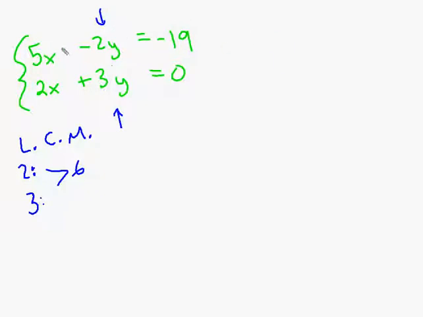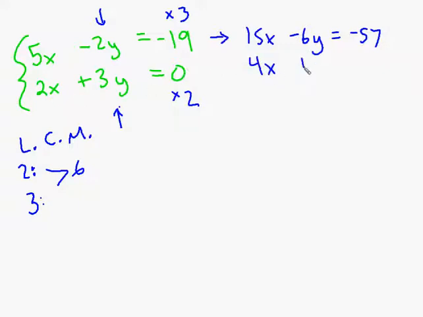So I'm going to multiply the first one by 3 and the second one by 2, because 3 times 2 is 6, and 2 times 3 is 6. Alright, so when I multiply, what do I get for the first equation? 15x minus 6y equals negative 57. And then when I multiply the second equation by 2, I get 4x plus 6y equals 0. And now notice what happens when I add. The y's go away.